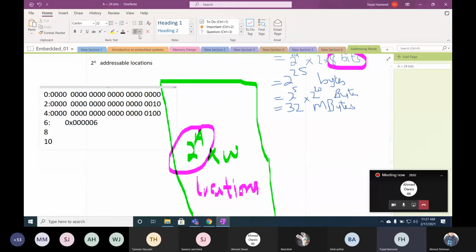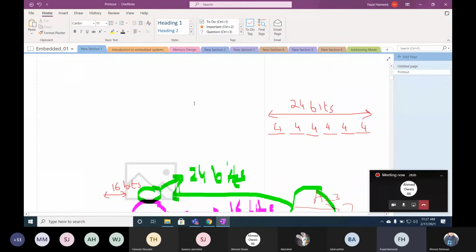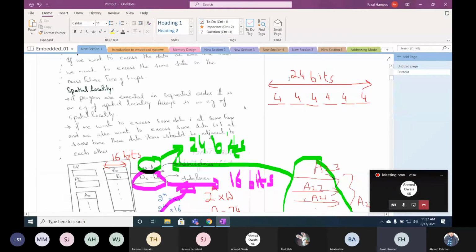Now, how many address lines are there? 24 bits. How can we divide 24 bits? We can divide them into chunks of 4: 4, 4, 4, 4, 4, 4. Why am I dividing it into chunks of 4? To make 6 parts. Sir, it will be 6 digits in hexadecimal, because one hexadecimal digit is represented by 4 bits. Do you understand?